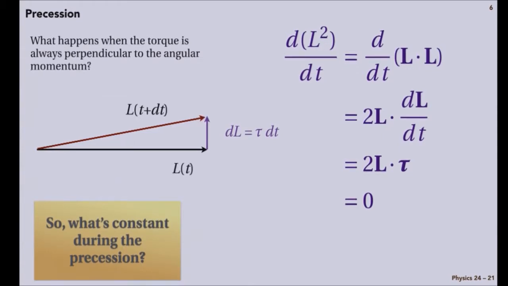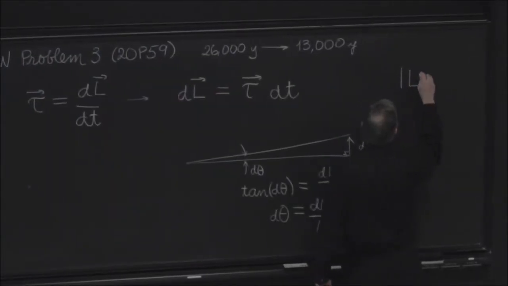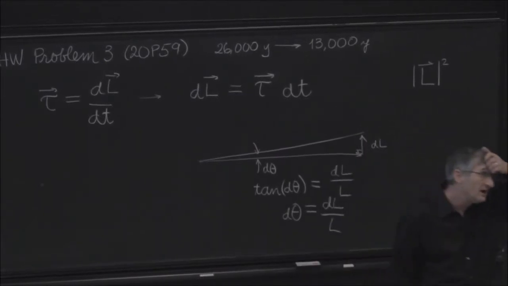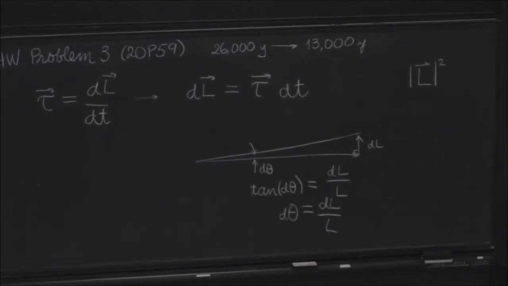So what's constant? What's constant during the precession? Big omega. What else? L squared. By this argument, L squared. What's related to L squared? Well, yeah, the magnitude of L. What else? Okay, so that's constant. What else?